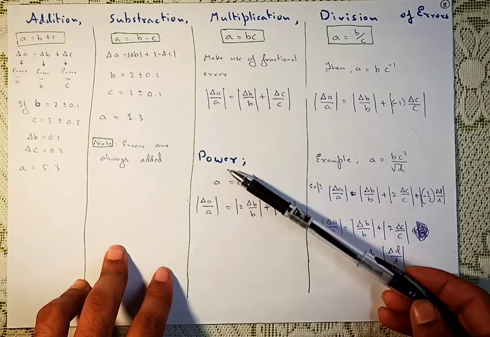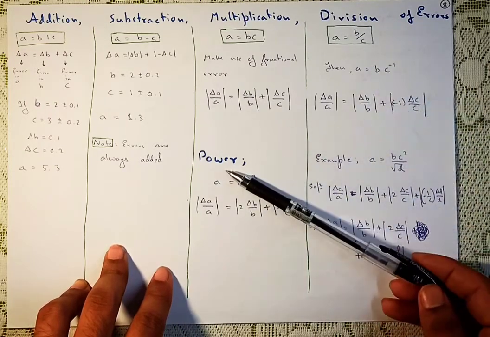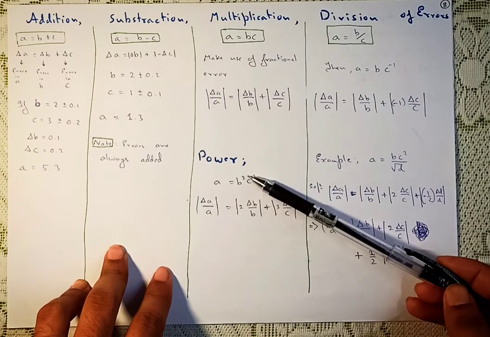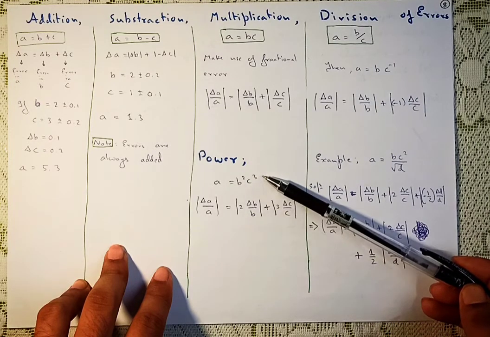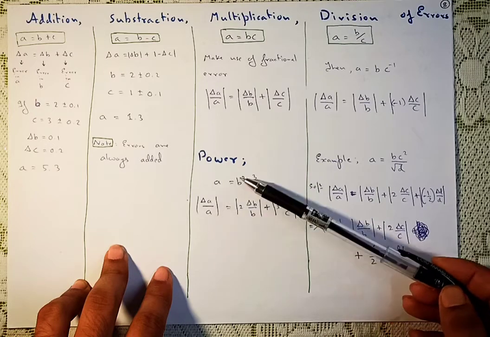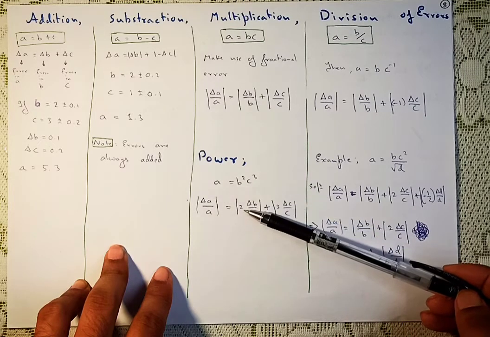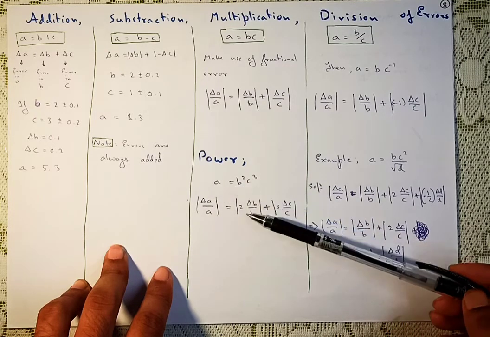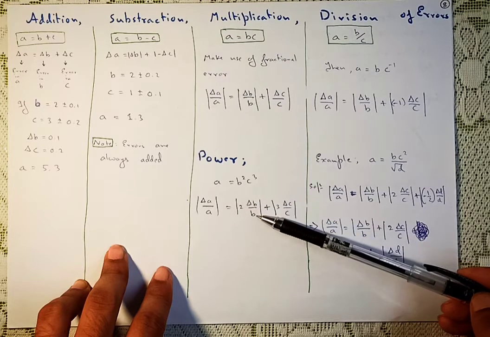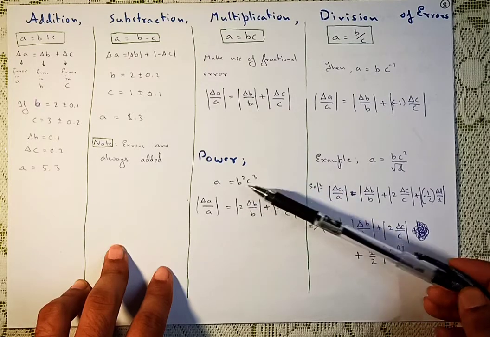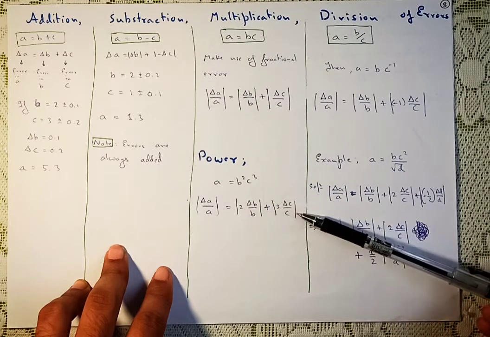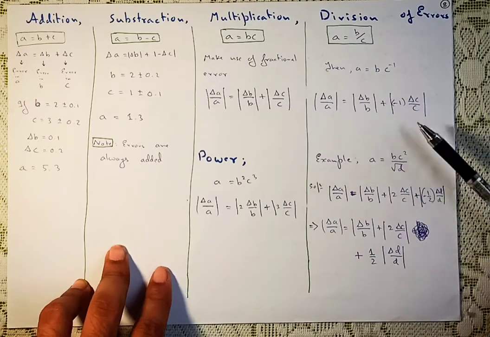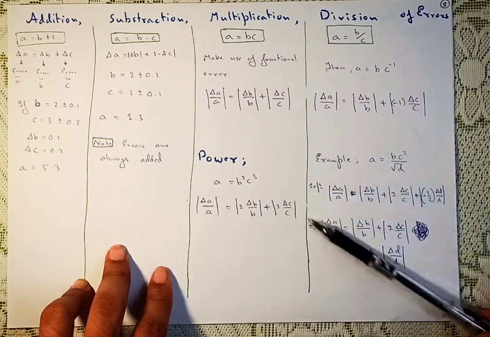Then power. After division, you have power, where A is equal to B to the power 2 and C to the power 3. This becomes delta A divided by A equals, the square comes in the front, twice delta B divided by B, plus 3 comes in the front, 3 delta C divided by C. So let us take up one such example.